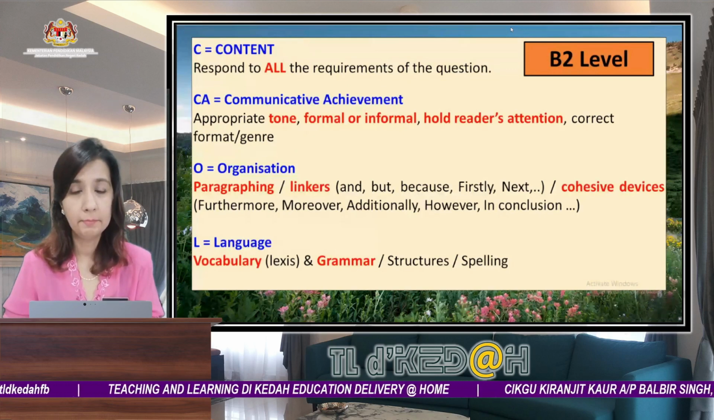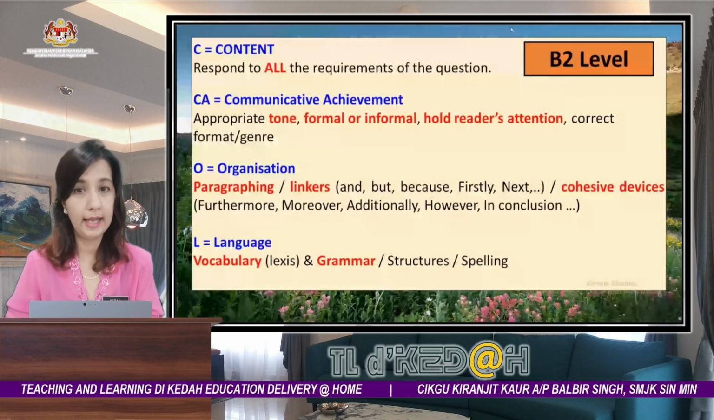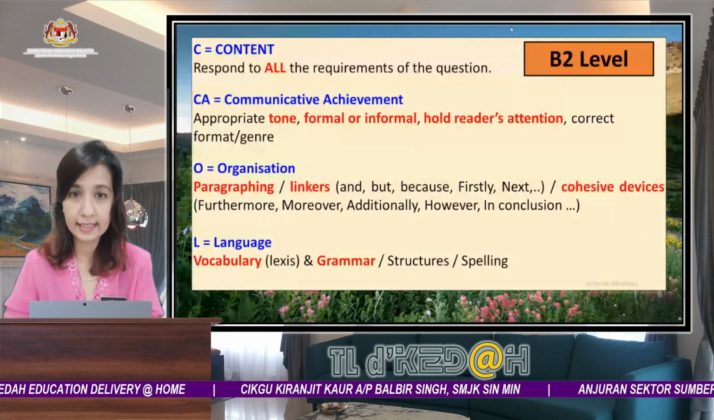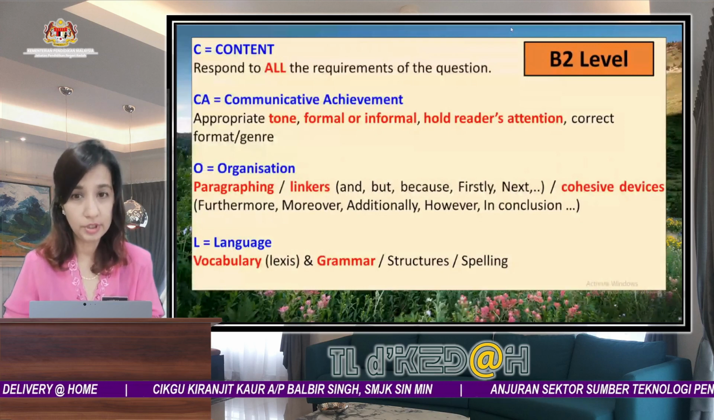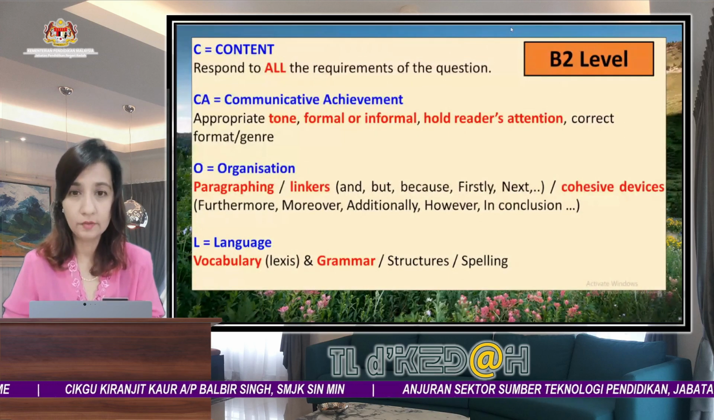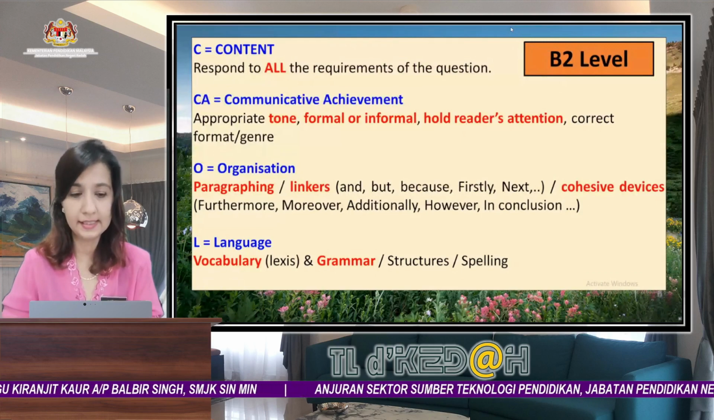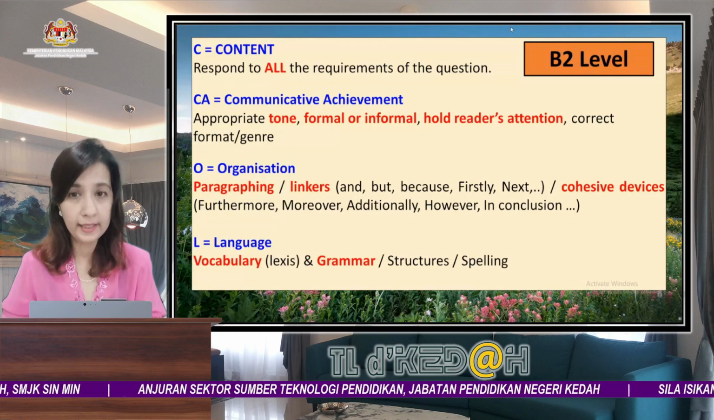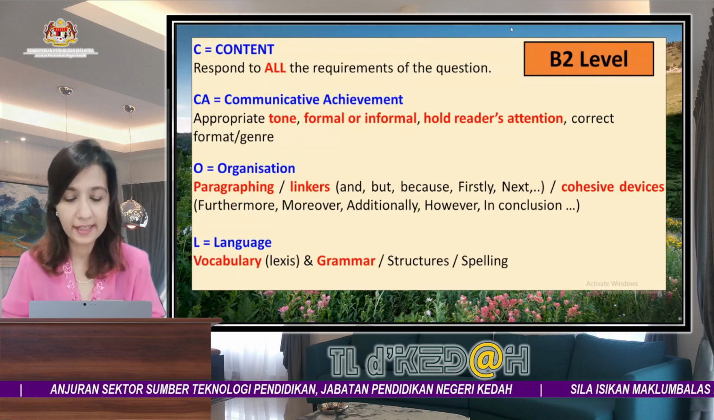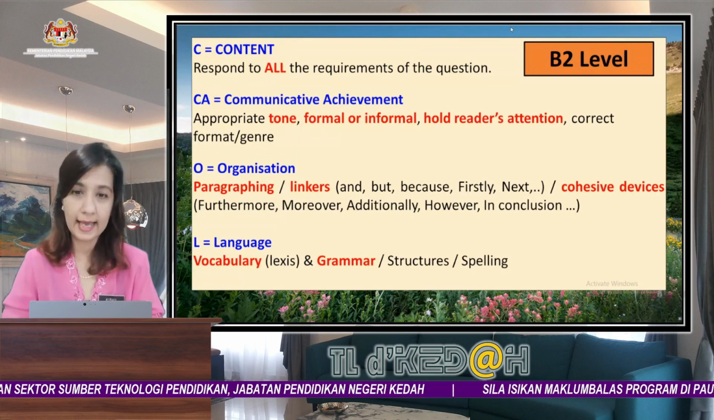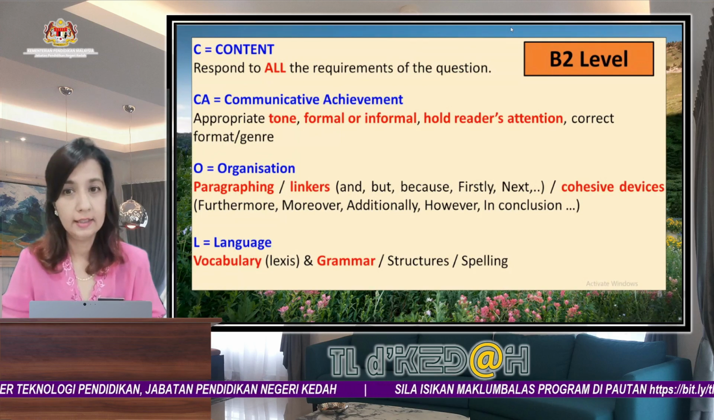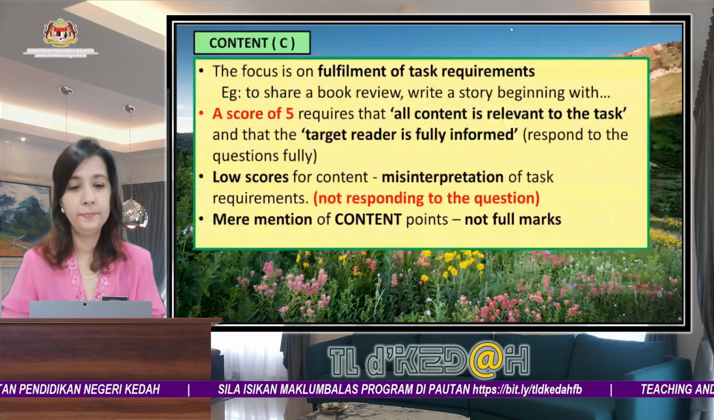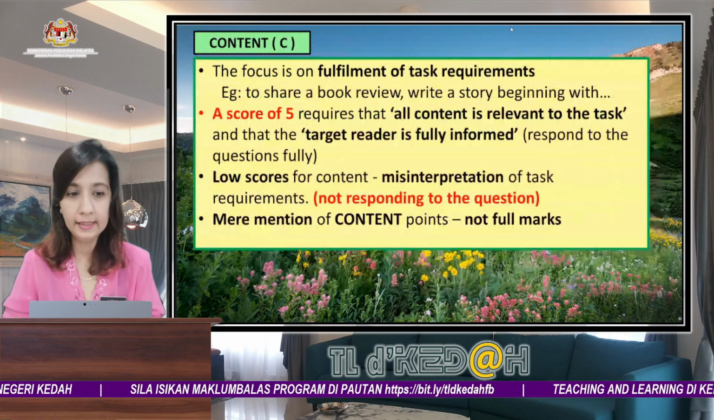But for stories, it's a little bit different when you add linkers. You shouldn't be putting a lot of these. These are all for factual-based essays. For stories, I will share with you later. You will know what kind of linkers you should use for stories. Linkers or cohesive devices should be appropriately and effectively used. Language includes vocab, grammar, structures, the spelling. Now B2 level, don't make spelling errors. Be very careful. Okay, let's go to the content.